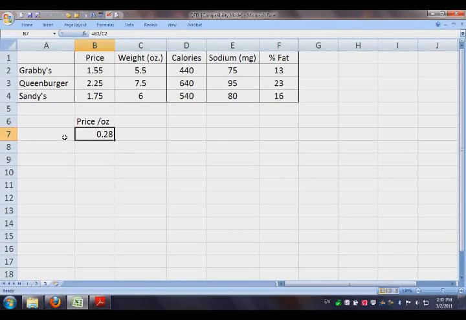We have to compare price per ounce. So for the first competitor, we use 1.55 divided by the weight 5.5, and we got 0.28. And then we do the same thing for the others: 2.25 divided by 7.5, and we got 0.3. And Sundays, 1.75 divided by 6, we got 0.29. So these are the prices per ounce.